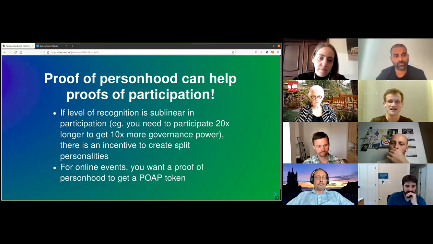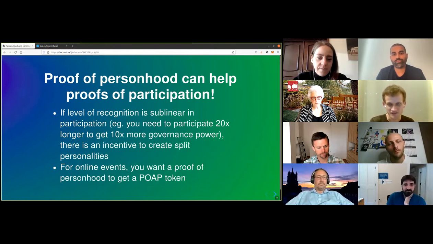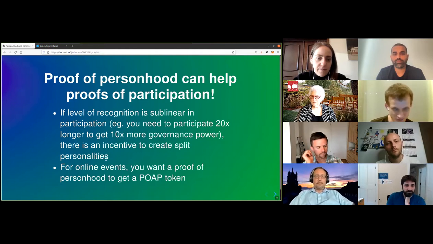Basically, if your proof of participation is one where it's easy to get a little bit, but it's much harder to get more, so for example, you need to participate 20 times longer to get 10 times more governance power, then you still have an incentive to create split personalities. If you have 20 units of time, instead of spending them on one identity, you spend them on 20 different identities, and you get 20 units of governance power instead of 10. Proof of personhood can make it more difficult to create these split personalities.